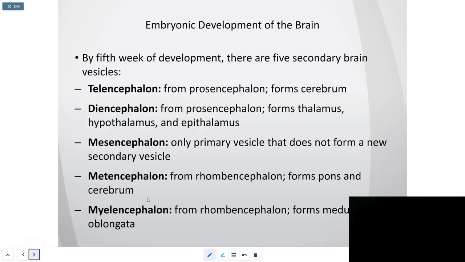Moving on, by the 5th week of embryonic development, there are these key secondary structures that develop. Okay, so this is, again, not the coolest topic of them all, but the embryonic development does give you a hint at how the brain eventually becomes its final form. Telencephalon is going to be the origination from the prosencephalon, and the key structure is it forms the cerebrum.